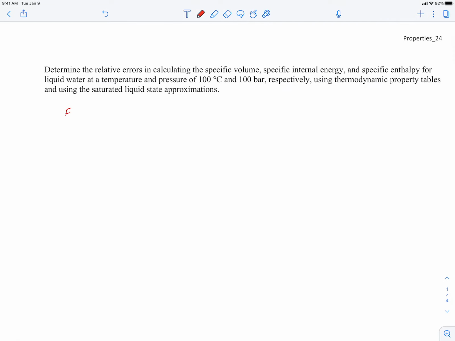So from the compressed liquid table, we have the specific volume is 1.0385 times 10 to the minus 3 cubic meters per kilogram. The specific internal energy was 416.23 kilojoules per kilogram, and the specific enthalpy was 426.62 kilojoules per kilogram. So those come directly from the compressed liquid tables. Those are the most accurate values that we'll have.